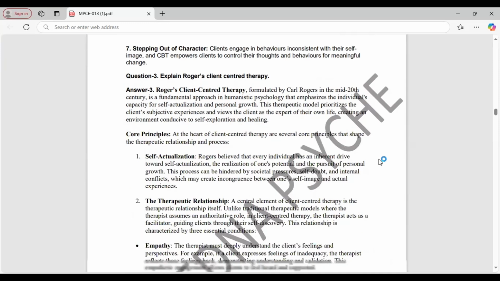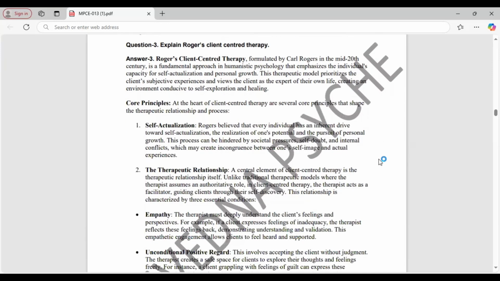Question 3. Explain Rogers client centered therapy. Formulated by Carl Rogers, client centered therapy is a key approach in humanistic psychology that highlights the individual's ability for self actualization and personal growth, prioritizing the client's subjective experiences and viewing them as the expert of their own life.